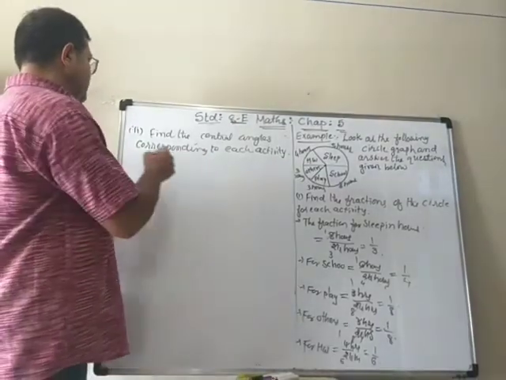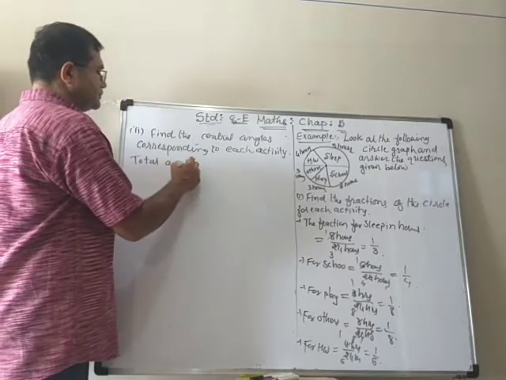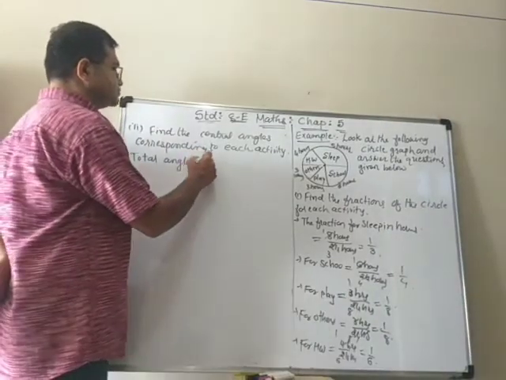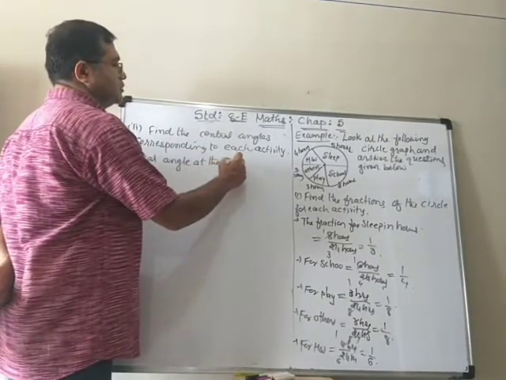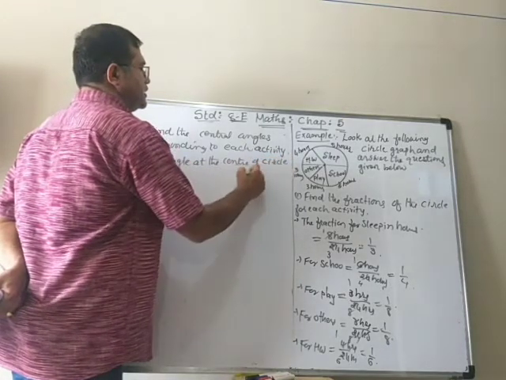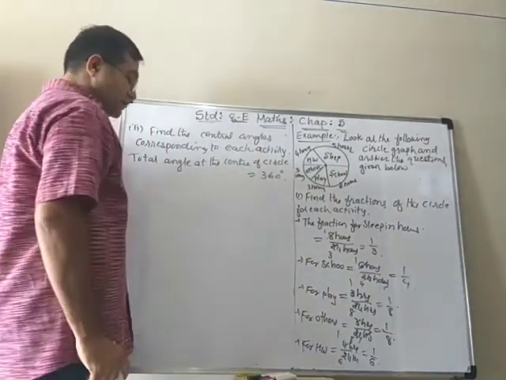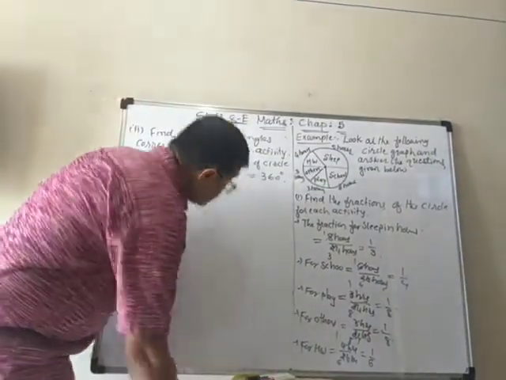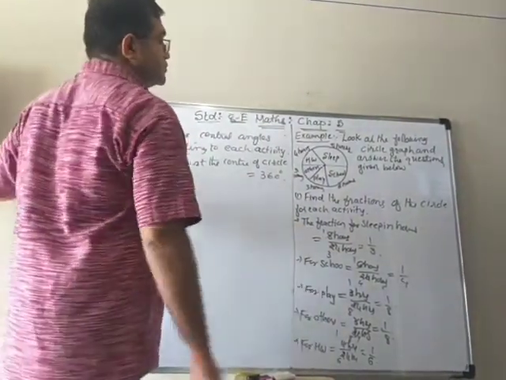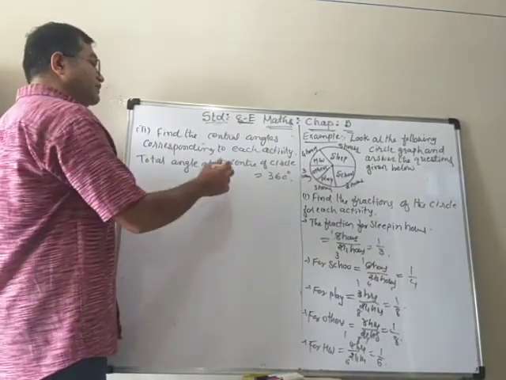So first we will write down that the total angle at the center of a circle is equal to 360 degrees. Now we have to make the parts of the 360 degrees according to the activities. So now we will take one by one.